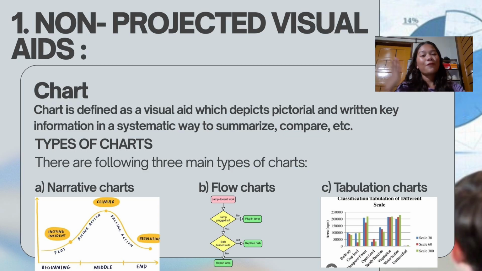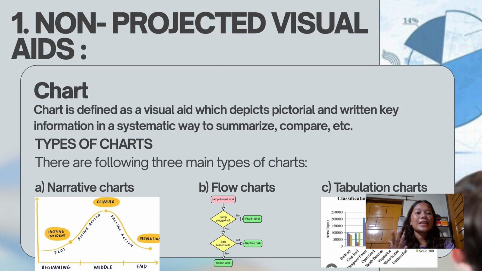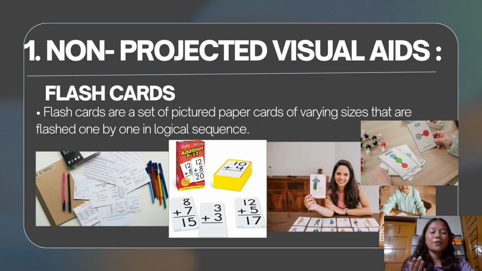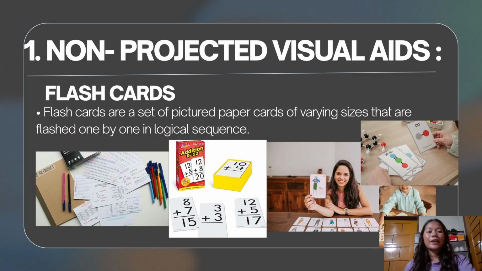Okay, next example is flashcard. Flashcards are a set of pictured paper cards of varying sizes that are flashed one by one in logical sequence. So these are the examples. Okay, next we have posters and cartoons. That is a very nice non-projected visual aid to use. Okay, next we have models. If the topic that we need to explain is quite difficult to apprehend, we prepare a model. These are the examples of models.